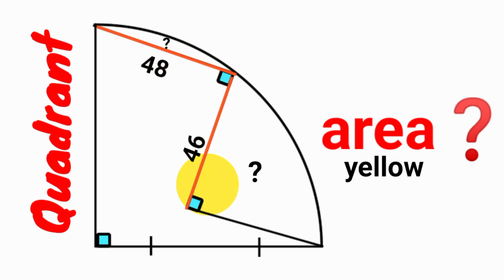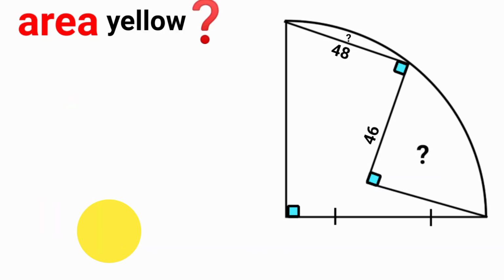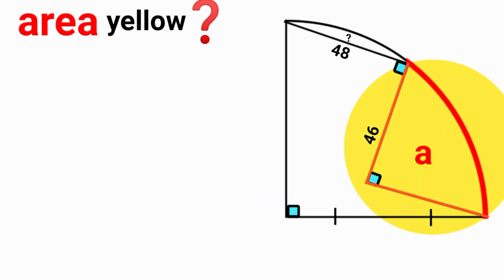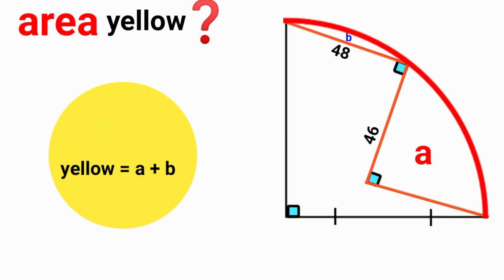This angle and this angle are right angles. This we know is the angle of a quadrant. It has always been a right angle. So how can we solve this? How can we calculate the area of the yellow portion? Let's assume this to be A and this B. So yellow area equals A plus B.